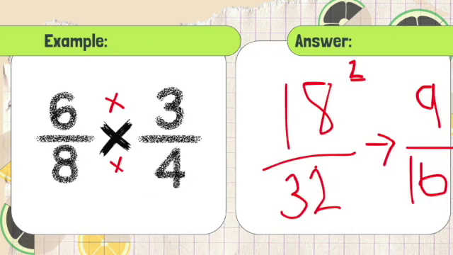So here, example, let's figure out the answer. So 6 times 3 is 18. 8 times 4 is 32. So 18/32. Here we thought, okay, let's do 2s. So half of 18 is 9. Half of 32 is 16. And we just kept it at 9/16.